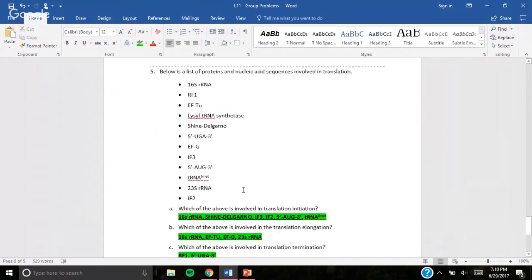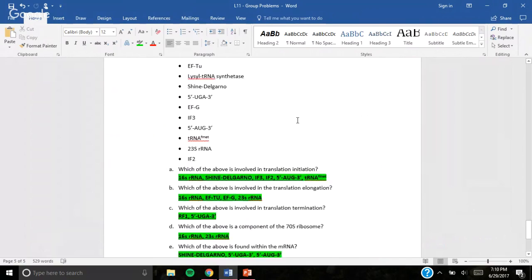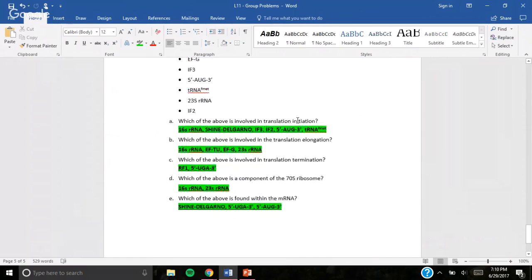Okay, so for 5, it says below is a list of proteins and nucleic acid sequences involved in translation. For A, which of the above is involved in translation initiation? These are all found in the reading and the PowerPoint. And so we found for initiation, there's IF2, IF3, 16S rRNA, the Shine-Dalgarno sequence, the start codon 5' AUG 3', and then the tRNA fMet.